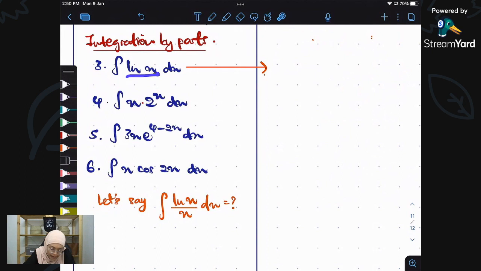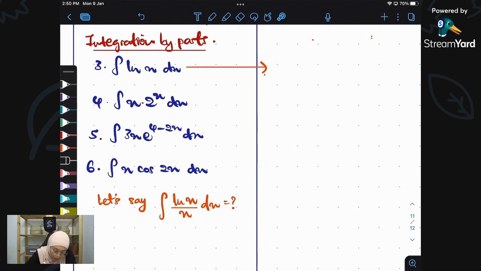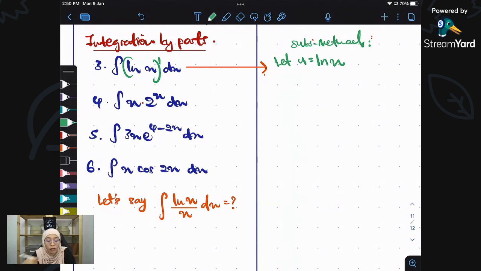So let's scan why cannot use substitution method. Kenapa? Memang tak boleh pun. Soalan-soalan ini semua tak boleh pakai substitution method, but why? Okay, let's say I let you pakai substitution method. Let's say we want to try substitution method. So let u as ln x, okay, because this is to the power of 1, so I can let u as ln x. And then I differentiate du dx, it will give me 1 over x.